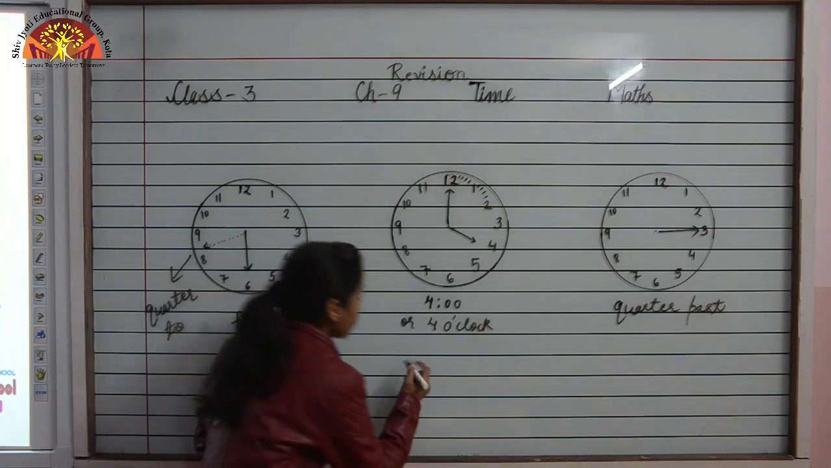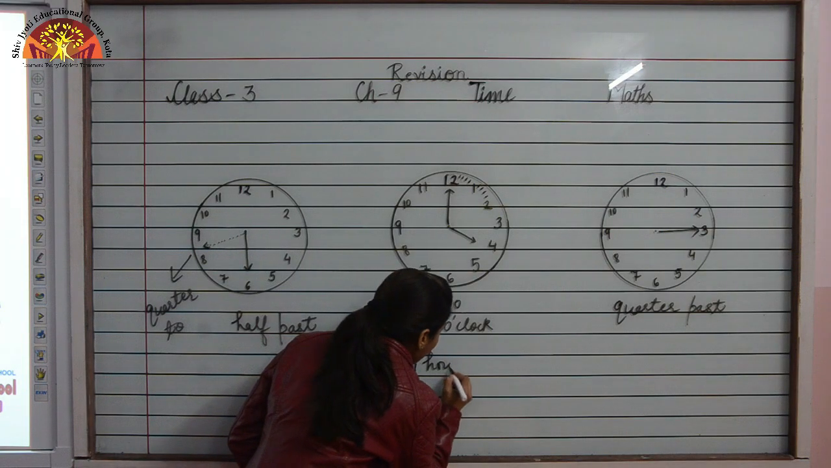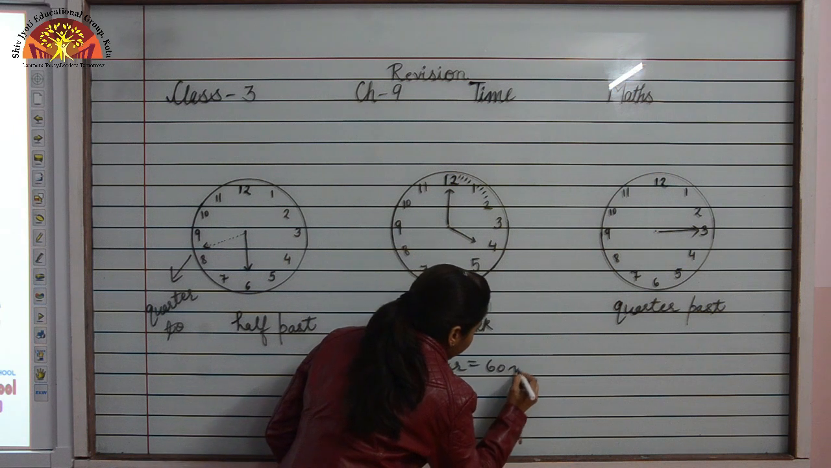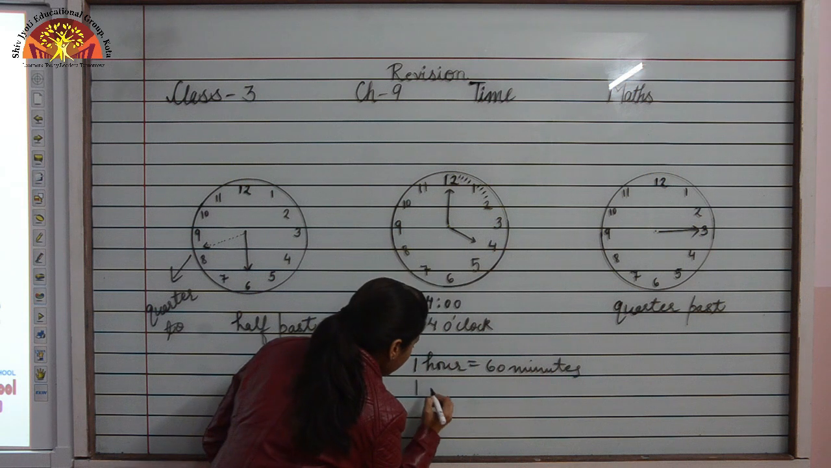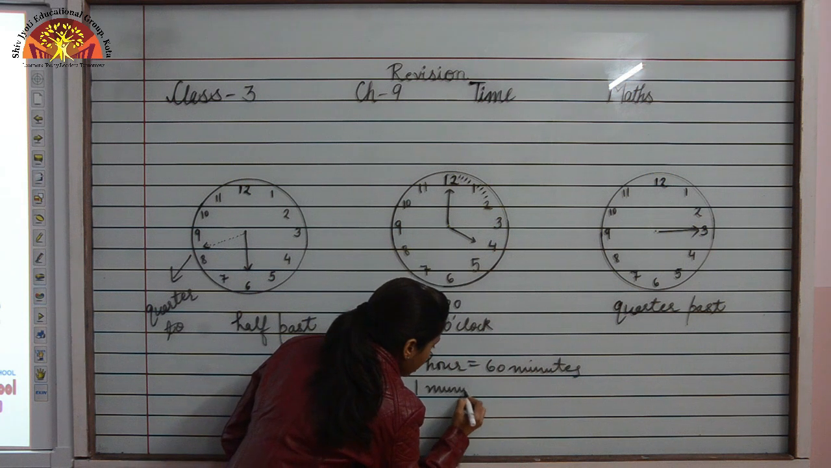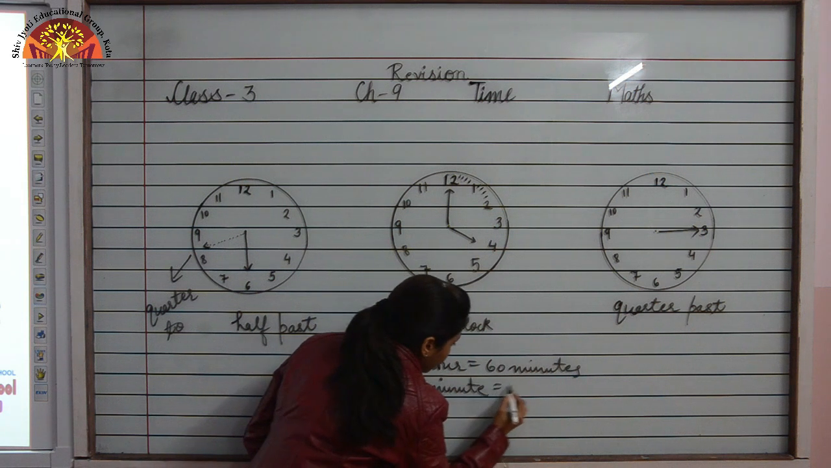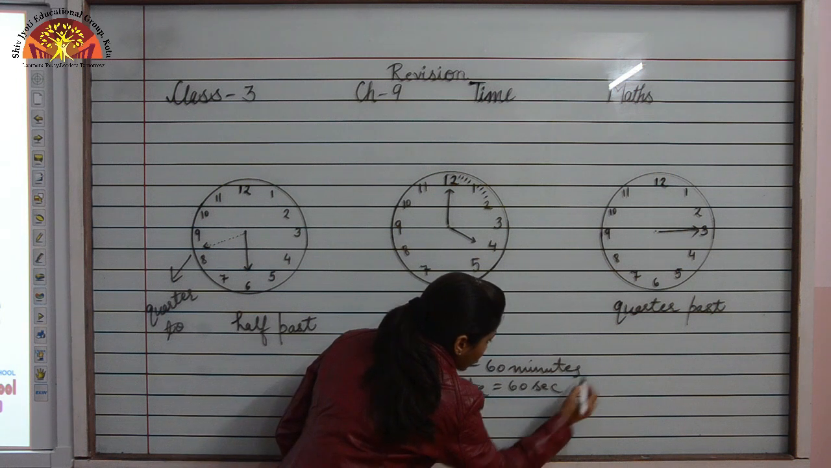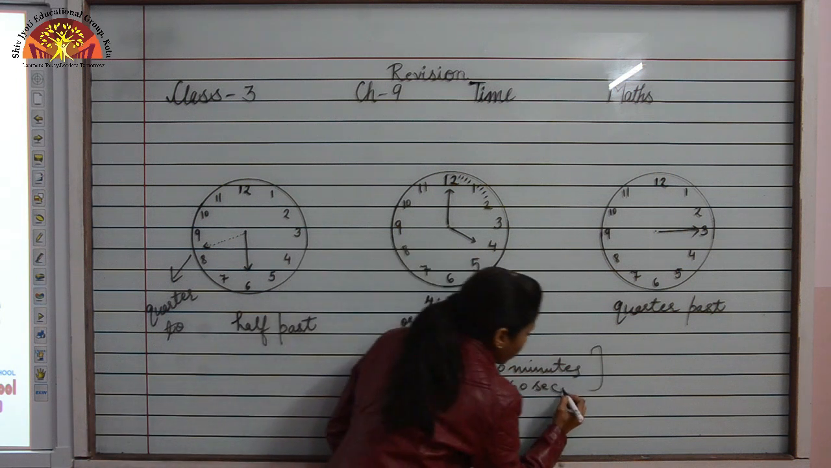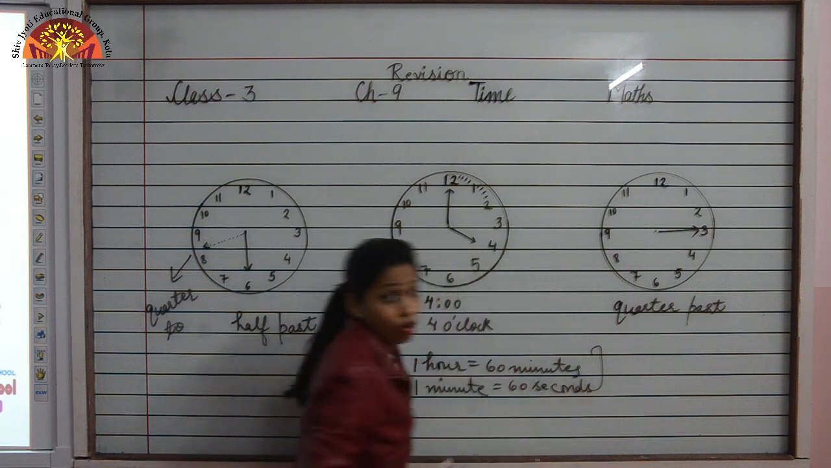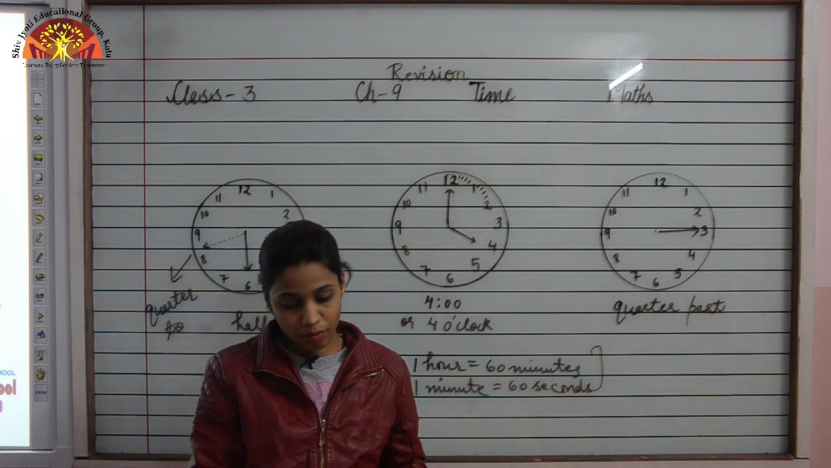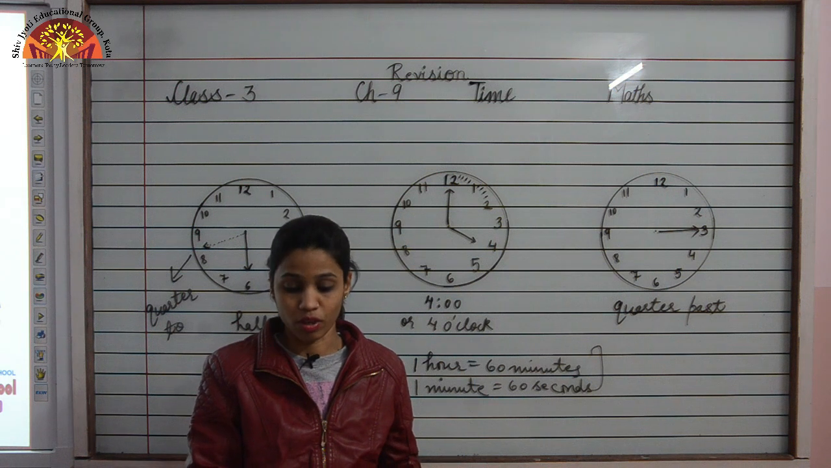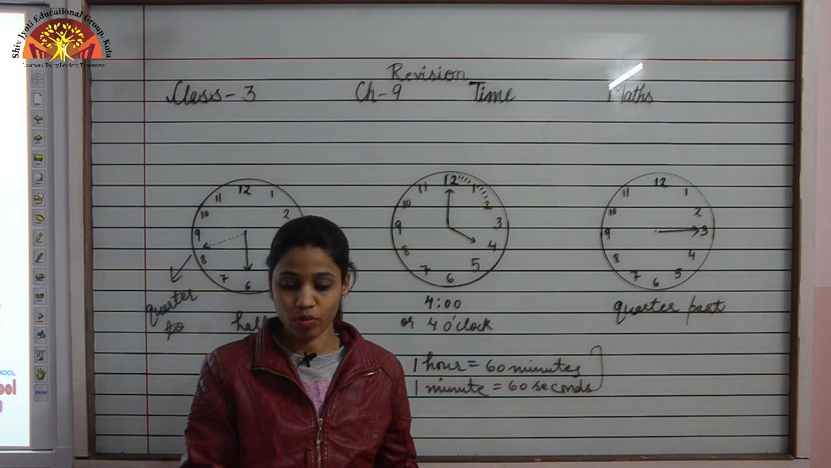Now students, as you all know, 1 hour is equal to 60 minutes, and 1 minute is equal to 60 seconds. So this you have to keep in mind while reading the time on the clock. Now let us move on to exercise 9.1 given on page number 124 of your book. In this exercise we are going to do question number 2.